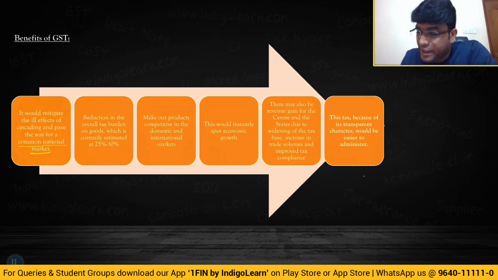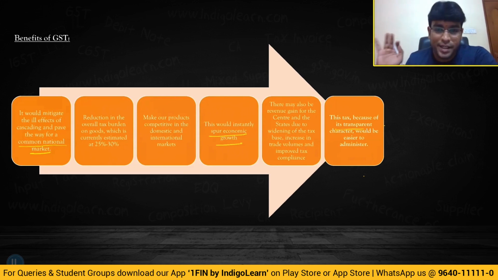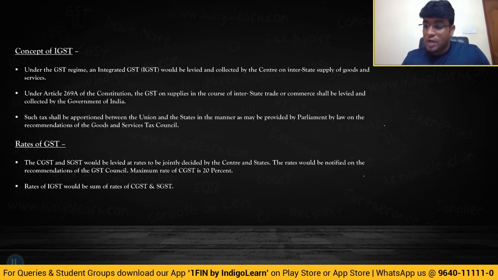Next. Reduction in overall tax burden on goods, which is estimated to be 25 to 30%. Make our products competitive in domestic and international markets. This would instantly spur economic growth. That will increase economic growth. That's very clear. Next. There may also be revenue gain for the center and state due to widening of the tax base, increase in trade volumes, and improved tax compliance. This tax, because it's very clear and transparent, would be easier to administer. So transparency is something very important because transparency makes things much more clear. Next. Concept of IGST.